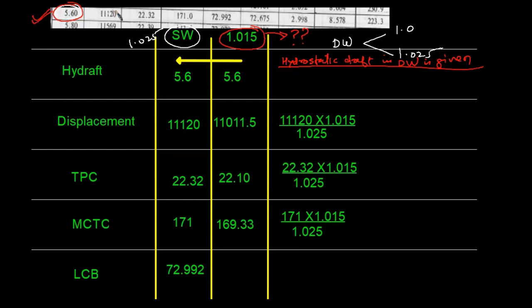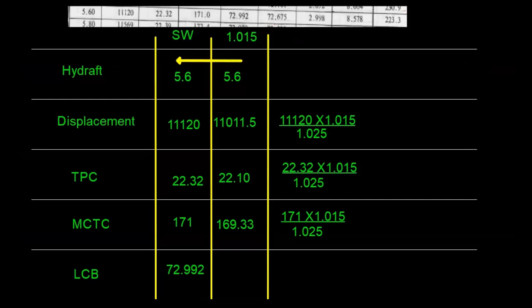Obviously, the value of 5.6, these values 1120, 22.32, 171, 72.92, what are these for? These are for salt water, from the Hydrostatic tables. These are not for 1.015. Don't get confused between 1.025 and 1.015. So let me just clear it off.